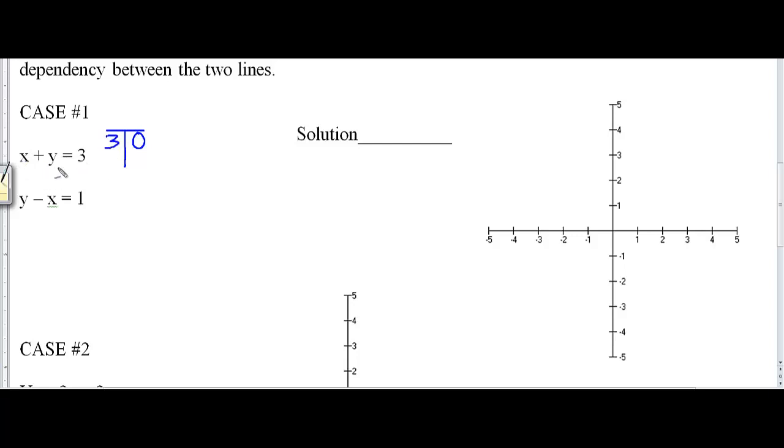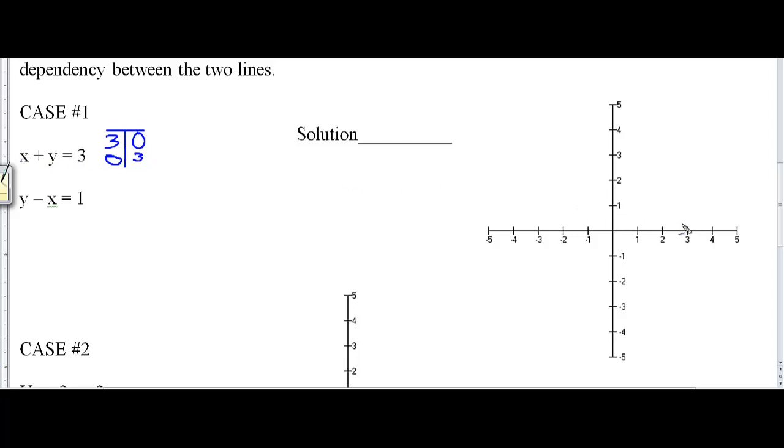So there's 3 right there. I am now going to solve for my y-intercept, so I'm going to plug 0 in for x. If I do that, that gets covered up, and y is equal to 3. So there are my 2 points.